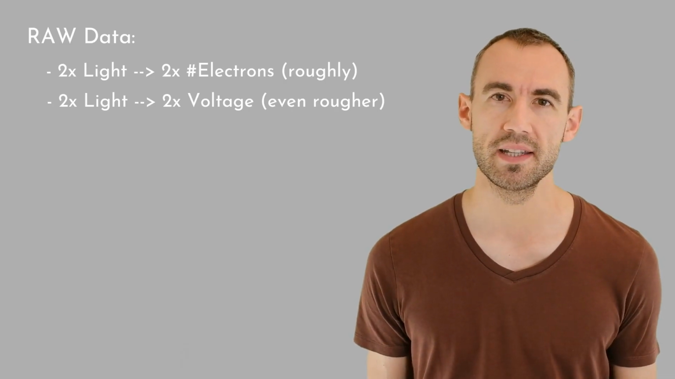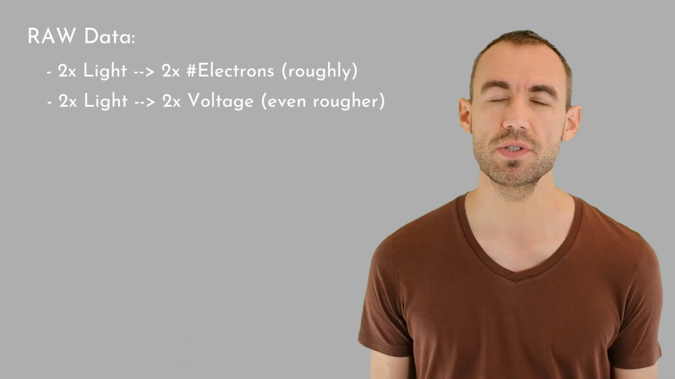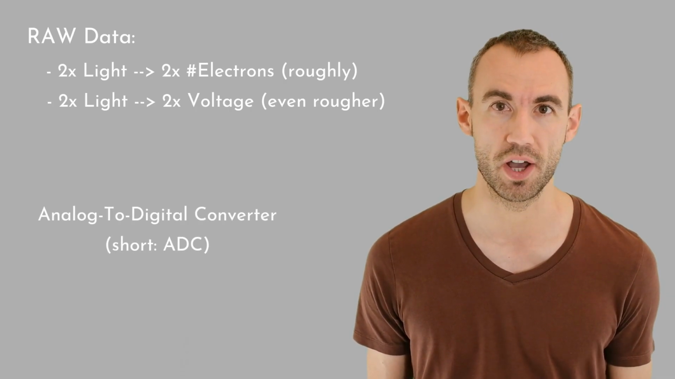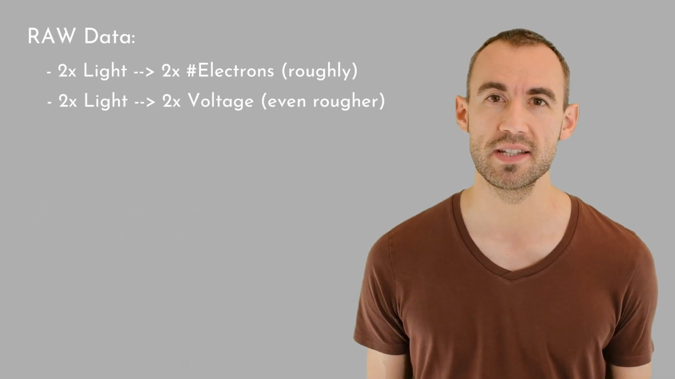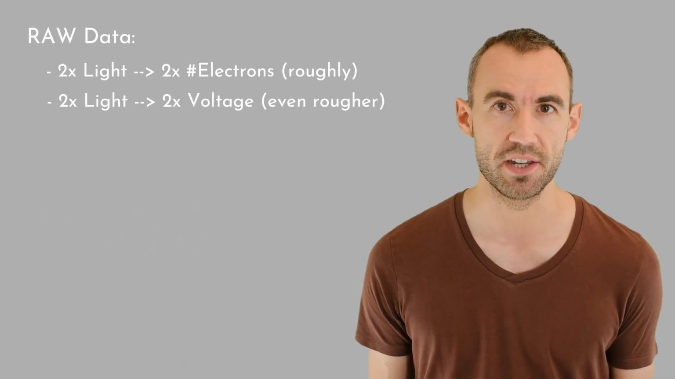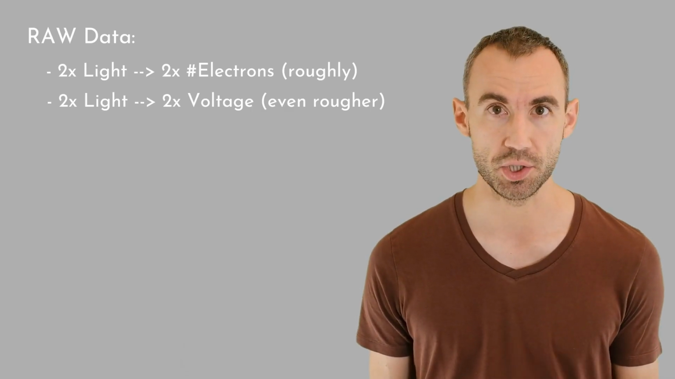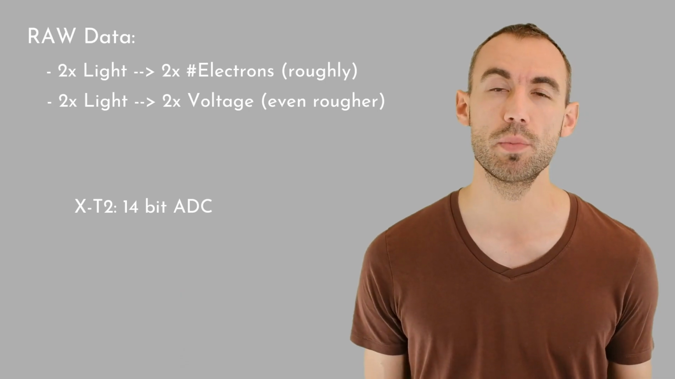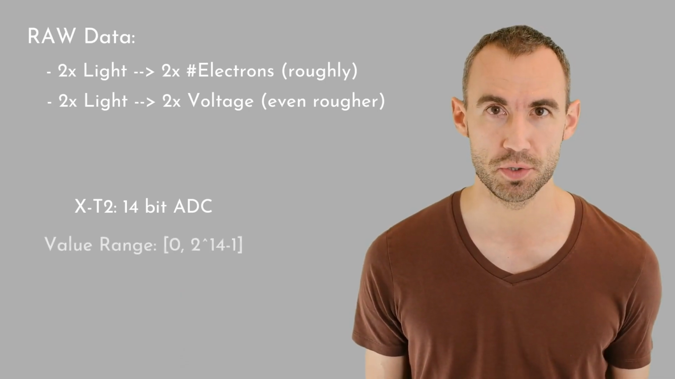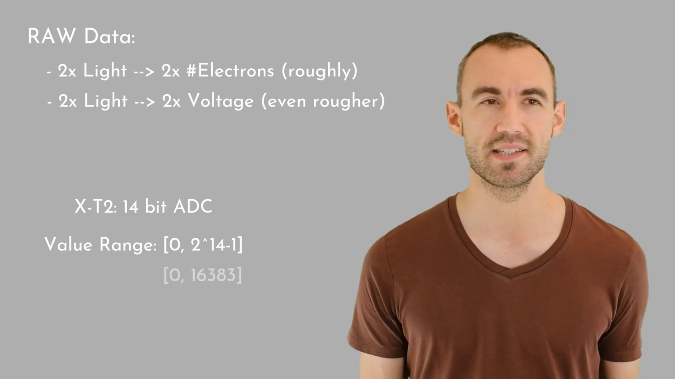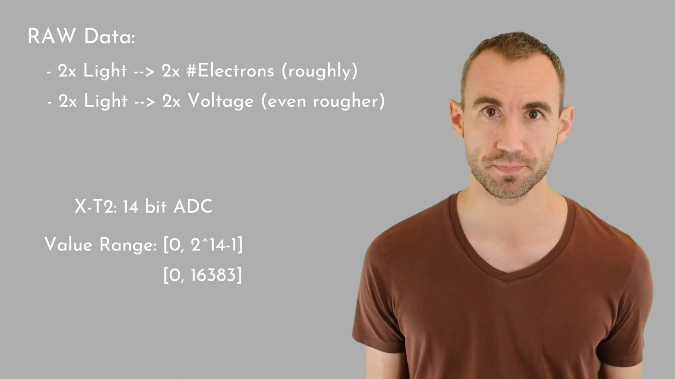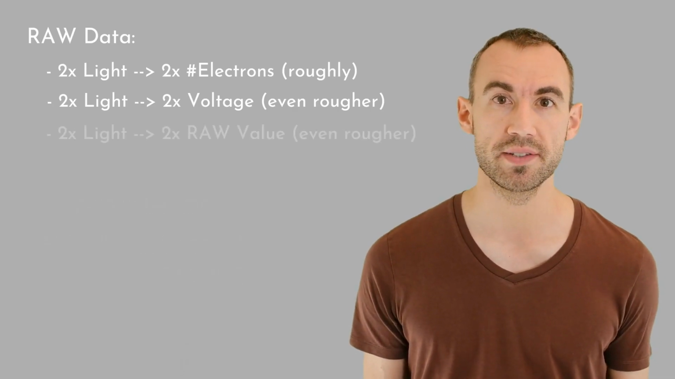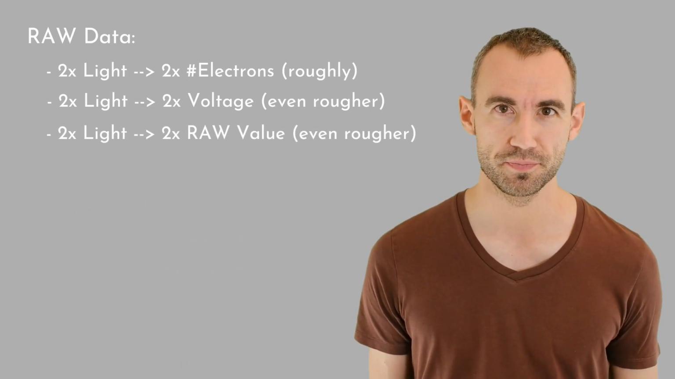This voltage measurement is an analog measurement, and to use it in our digital camera, it has to be converted with an analog to digital converter. The output of these converters is limited to a certain range of values. For example, my XT2 has a 14-bit converter, which means that the voltage measurement will be one of 2 to the power 14 values. So it will be between 0 and 16,383. If twice as much light comes in, then the value from the converter will be roughly twice as large.